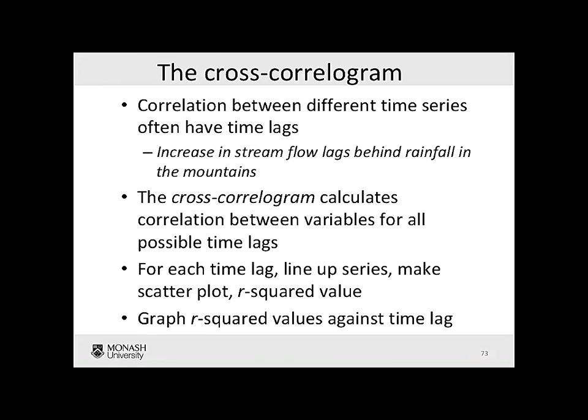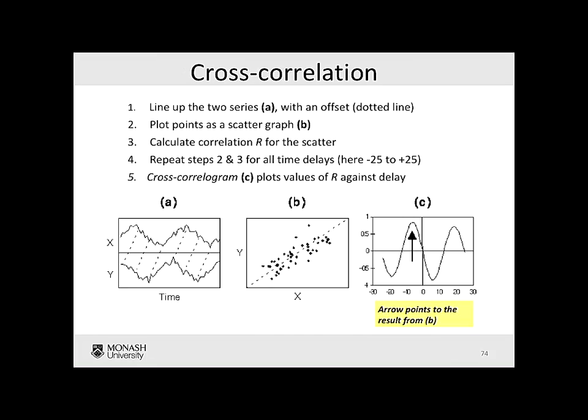Correlation between different time series often has time lags. An increase in stream flow lags behind rainfall in the mountains, right? We can calculate the correlation between our variables for different time lags, say 25. We take subsets of the data, and for each time lag we line up the series, make a scatter plot, calculate the R squared value, and then graph that against time. So then we'll have lots of R values that we can calculate.